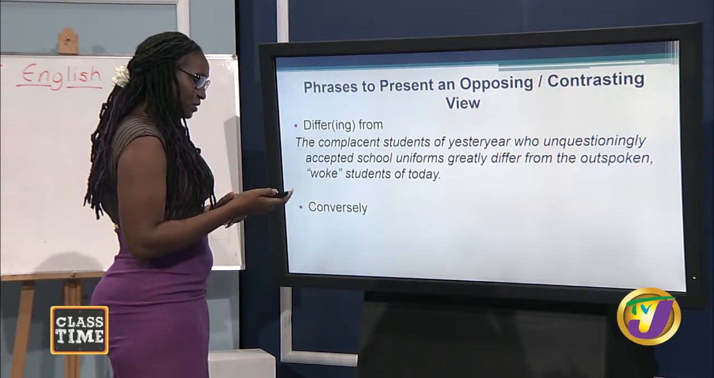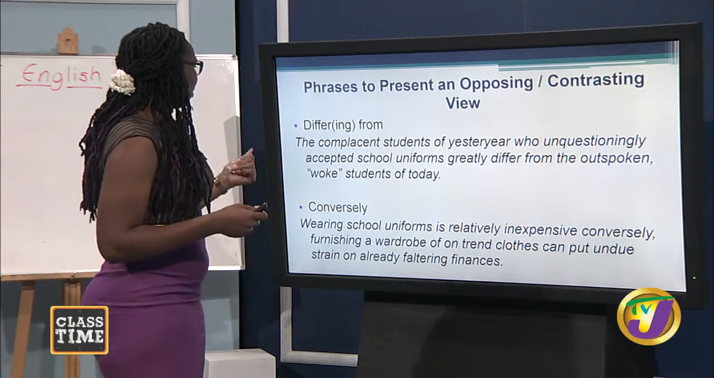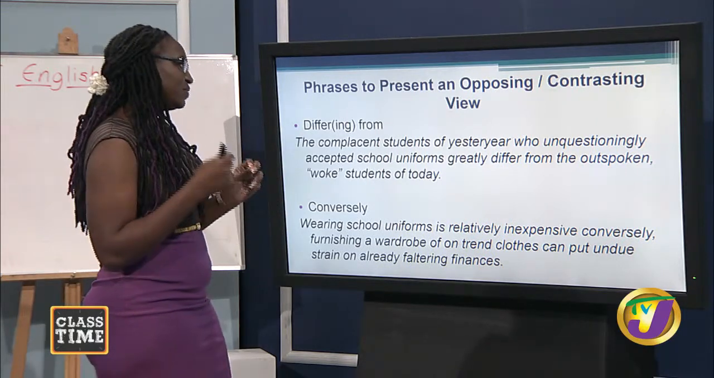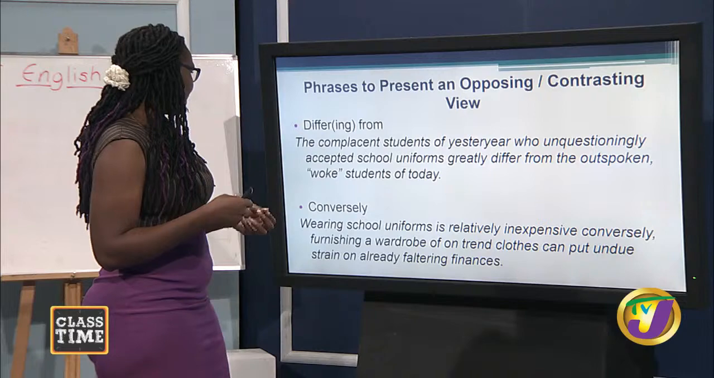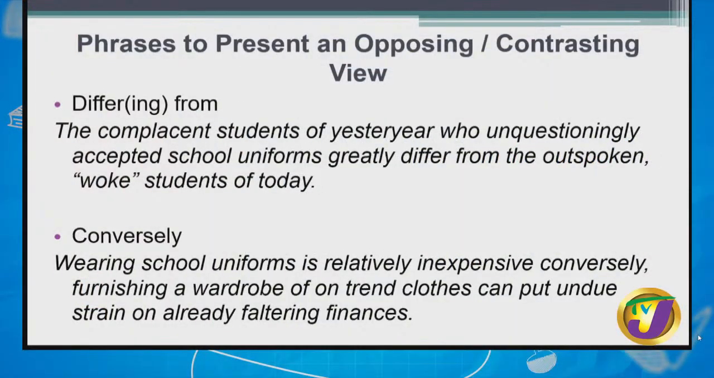Now look at conversely. Wearing school uniforms is relatively inexpensive. Conversely, furnishing a wardrobe of on-trend clothes can put undue strain on already faltering finances. So here you are comparing what it costs to wear a uniform as opposed to what it will cost to have a new wardrobe of casual clothes.